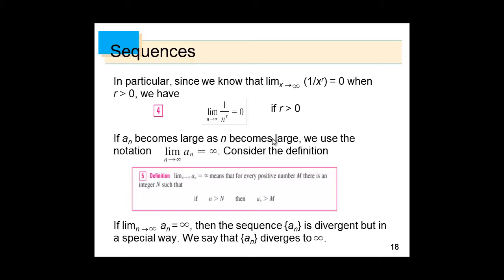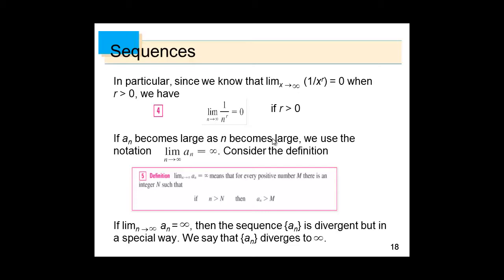So that implies that the limit of the sequence 1 over n to the r is 0 as well. So the sequence 1 over n to the r is what? It's 1 over 1, 1 over 2 to the r, 1 over 3 to the r, 1 over 4 to the r, and so on, right? You guys are okay with that? That's the sequence that we have right here.